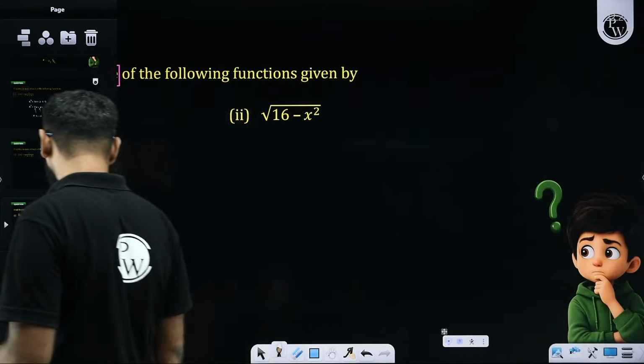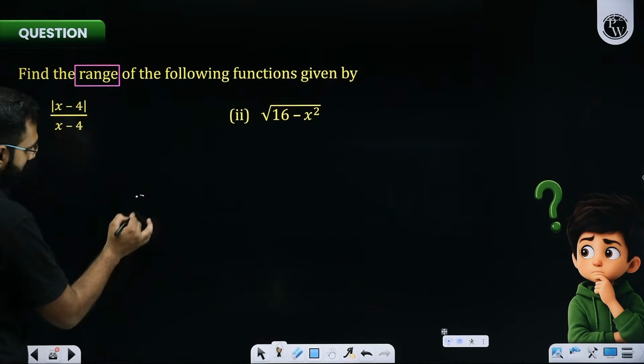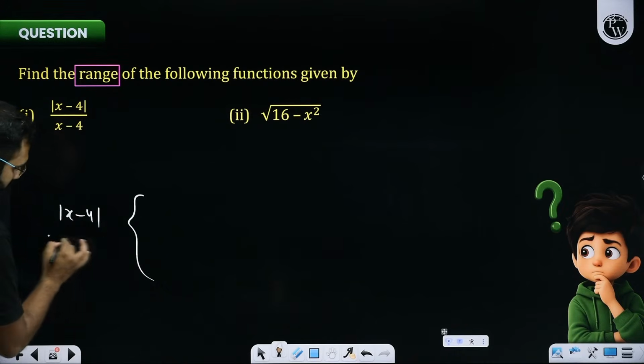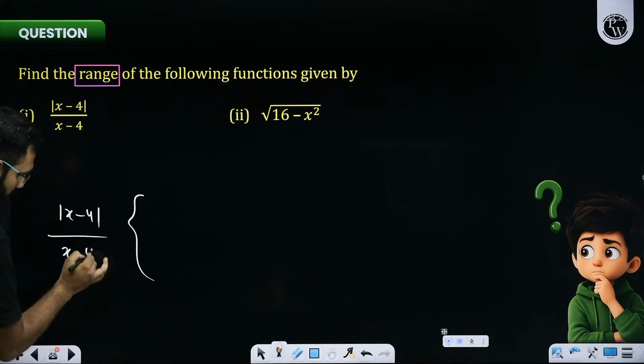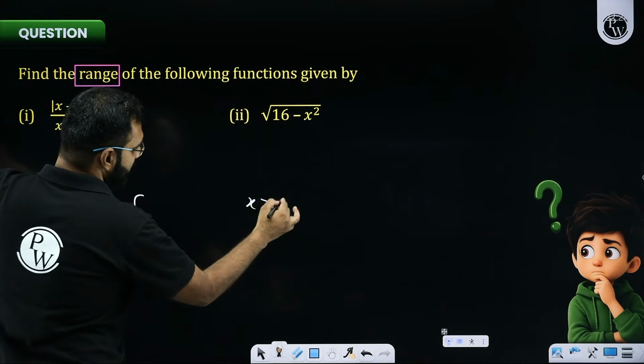So with this, mod x minus 4 upon x minus 4. So if I divide it, this function, although you should be able to answer it with utmost clarity, but still if you're not able to answer it, let me do it in a more proper manner. So I'll say, sir, as long as x is greater than or equal to 4.